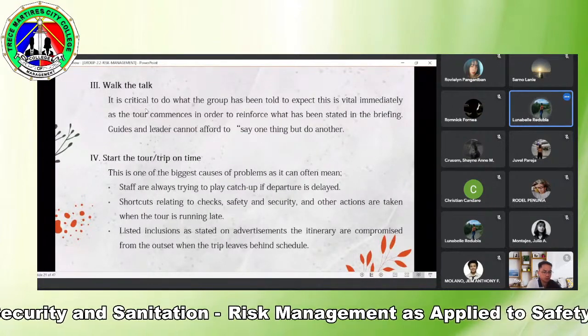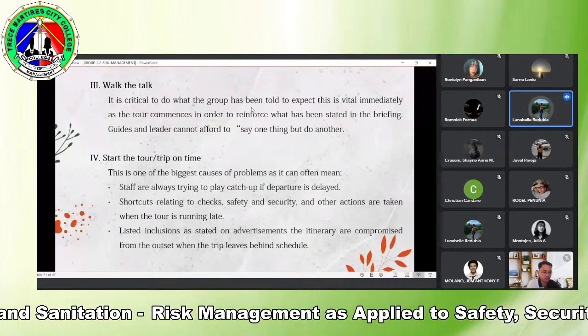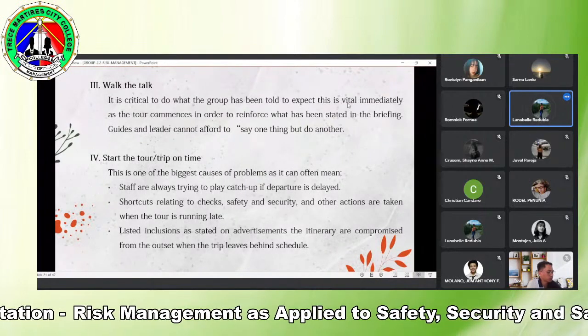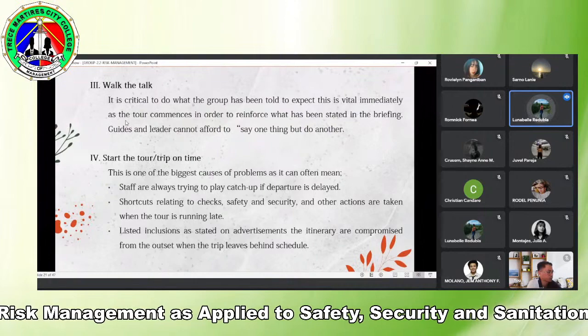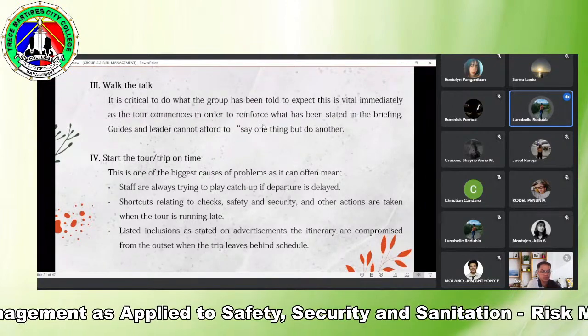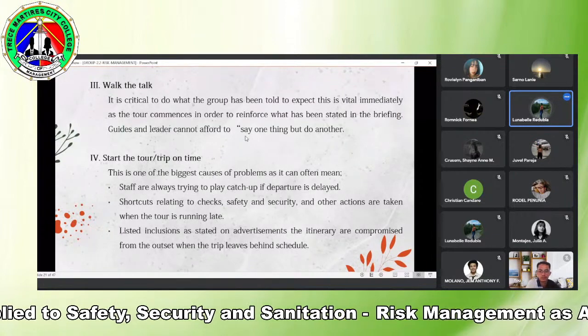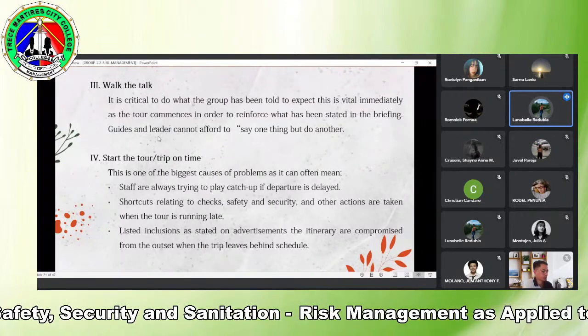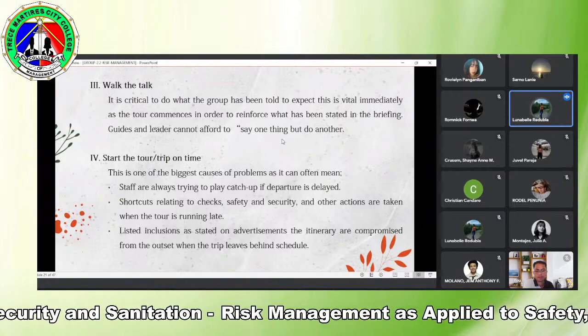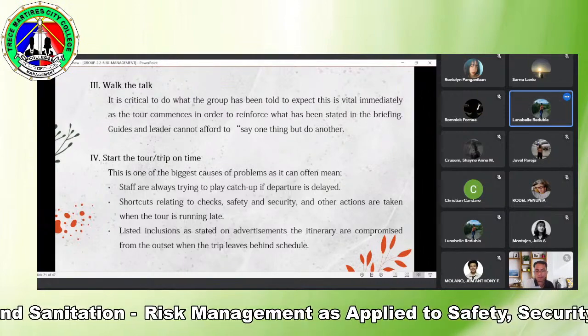Walk the talk. It is critical to do what the group has been told to expect. This is vital immediately as the tour commences in order to reinforce what has been stated in the briefing. In the briefing, guides and leaders cannot afford to say one thing but do another.